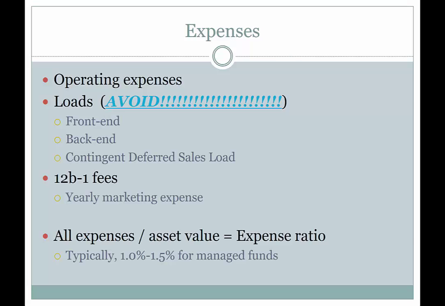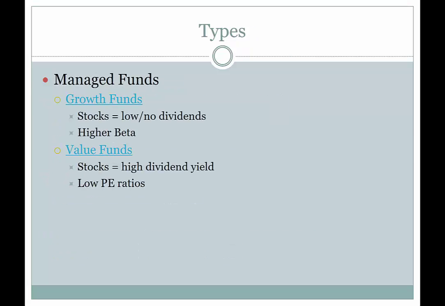12b-1 fees are the yearly marketing expenses. Every fund has them. And then if you take all expenses divided by the asset value, you get the expense ratio. It's typically 1 to 1.5% for managed funds, lower than that for passive funds and ETFs, exchange traded funds, which we'll talk about in a minute.